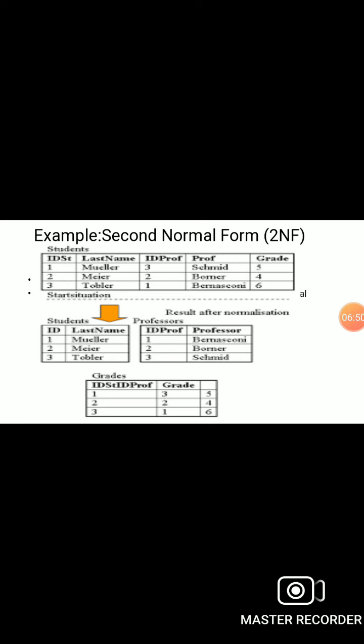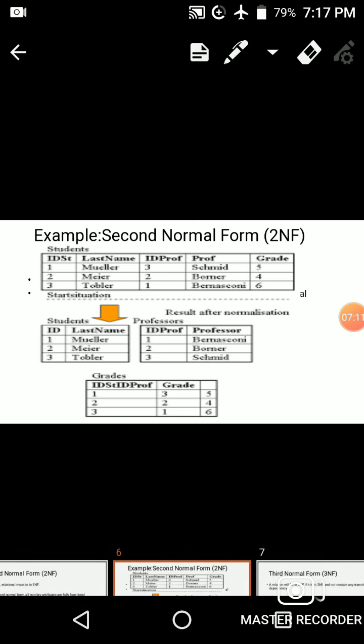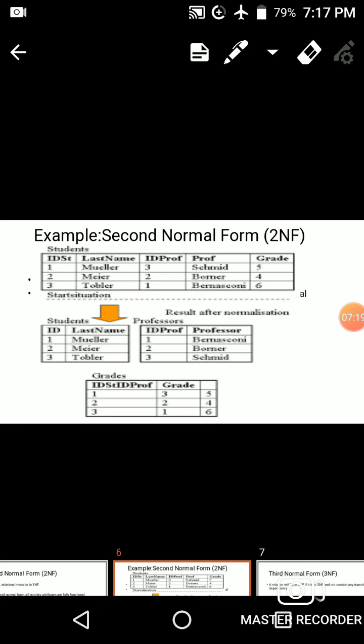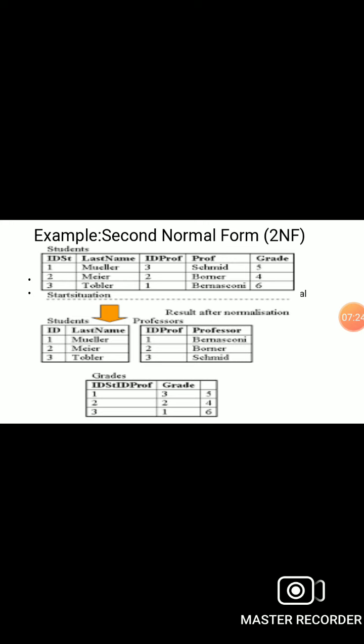The student is taking guidance from a professor. Each student is assigned to a professor for consultancy. That means two tables are divided by the second normal form. On the basis of the single table, we take a reference of the student ID and professor ID, and we fetch the data in a grade format. Here we observe a third table, the grades table, with the common IDs, the student ID and professor ID, holding the same values.